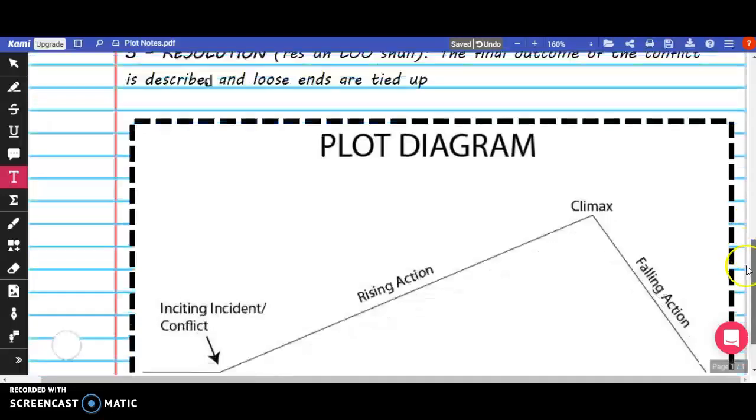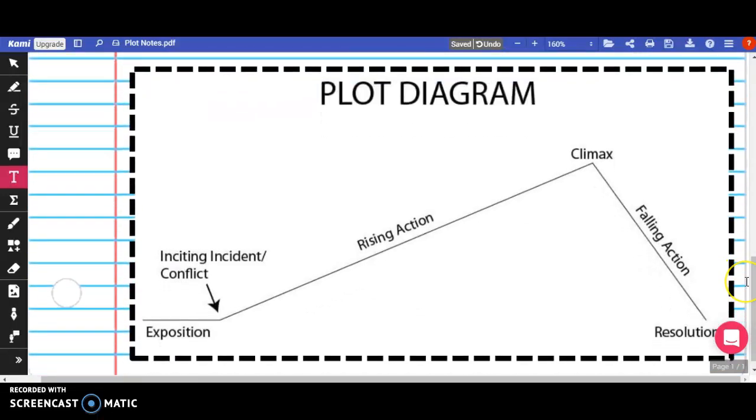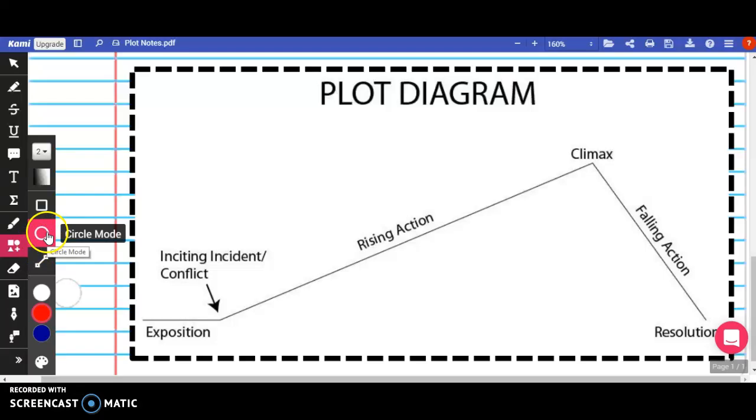I would also like you to copy this plot diagram into your notebook. So this is what a story arc looks like. We have the exposition, which is the beginning of the story, like we said. After the exposition, we have the inciting incident or the conflict, and this is where the problem is introduced.